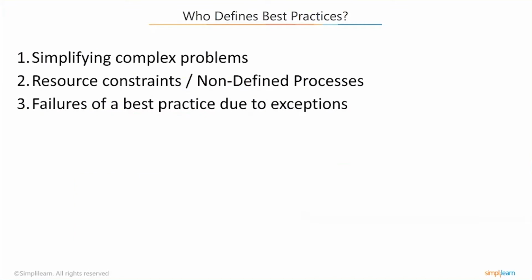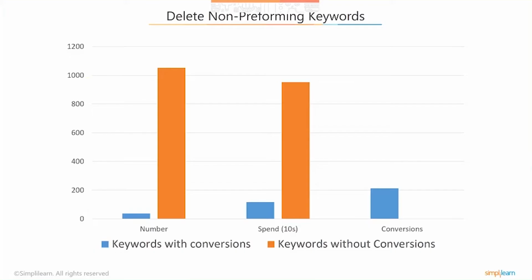When we think of why they fail, it's generally one of three really common areas. It's taking a very complex problem and trying to put a very simple solution on it. Other times, it's a resource constraint. And then finally, sometimes there are just exceptions to the rule. So let's first look at simplifying complex problems.